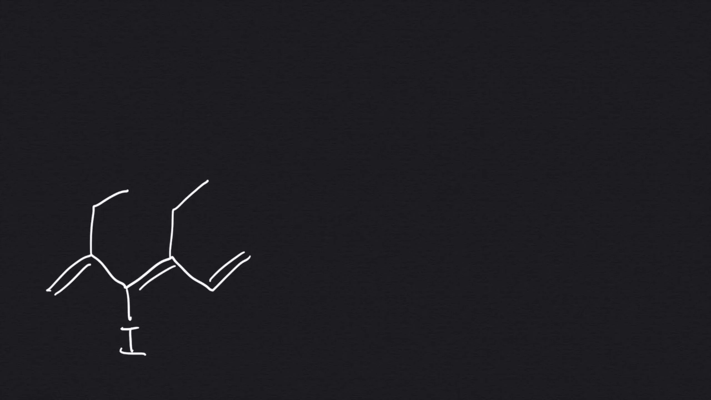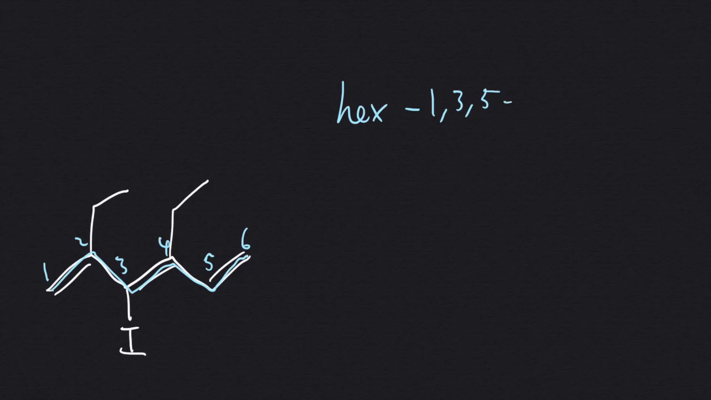In this compound, there are triple bonds and other substituents, and the longest carbon chain will be like this. It involves 6 carbons, so it is a hex, and we have 1, 2, 3, 4, 5, 6 carbons, and the triple bond positions will be 1, 3, 5. So 1,3,5-triyne. If it is a triyne, we will add an a over there. Actually, it's the same as diyne. If we have a diyne, we'll also add an a over there.